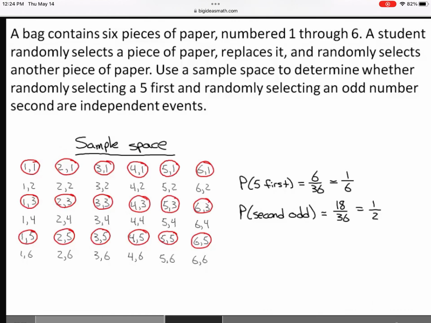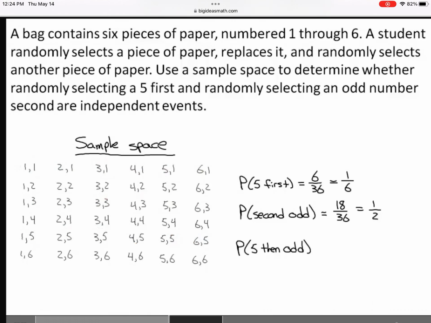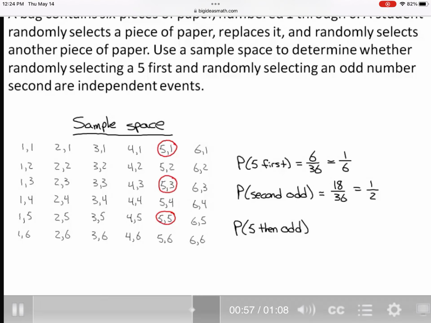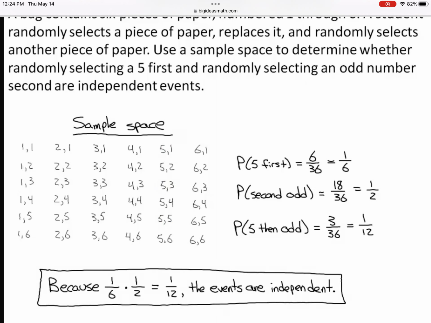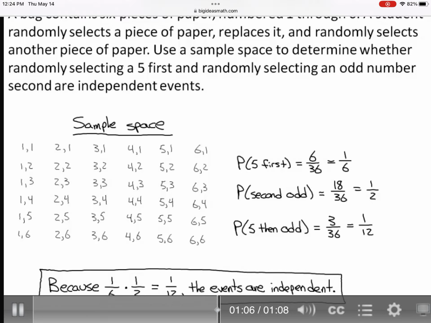Next, find the probability of selecting a 5 first and an odd number second. Notice you select a 5 first and an odd number second in 3 of the 36 possible outcomes. So the probability of selecting a 5 first and an odd number second equals 3 divided by 36, or 1/12. Because 1/6 times 1/2 equals 1/12, the events are independent.